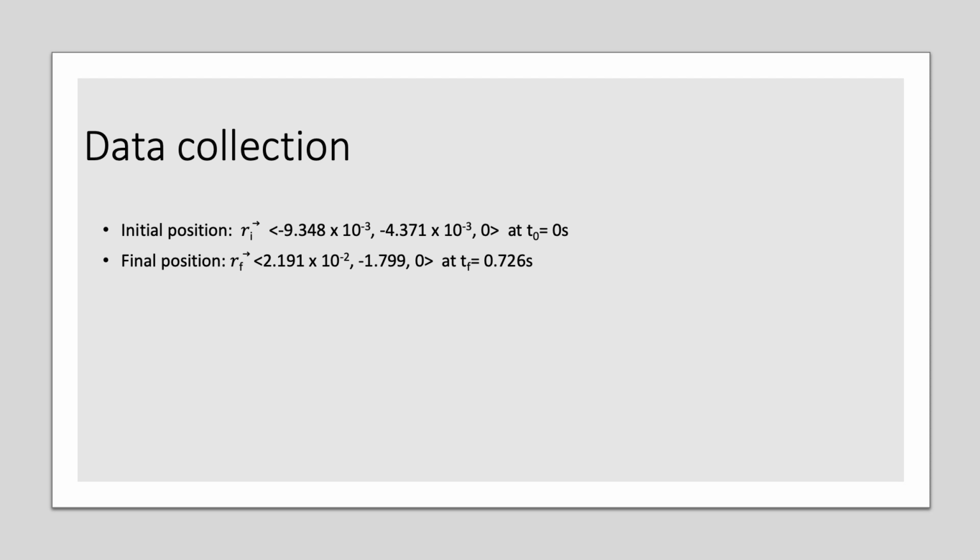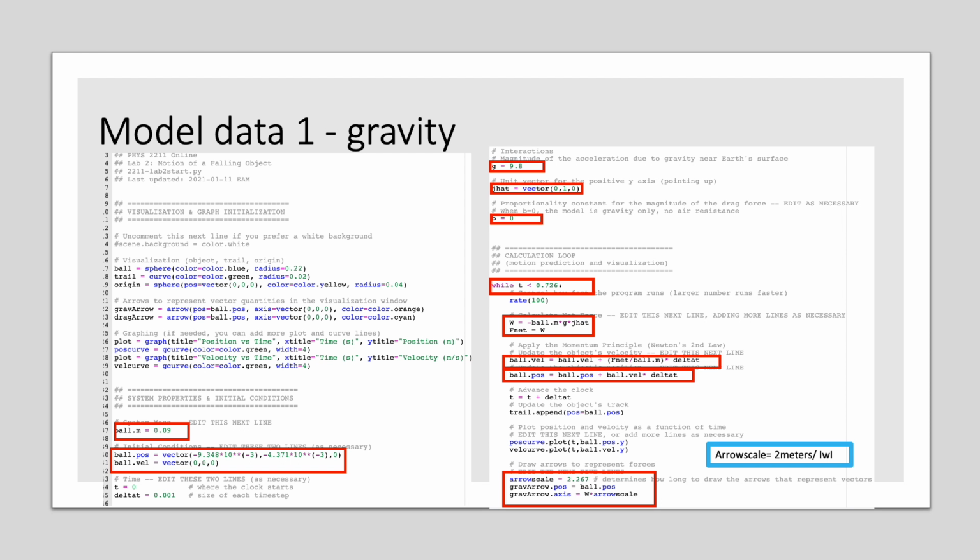I noted the initial position vector at t equals 0 seconds and the final position vector at t final equals 0.726 seconds. The next step consisted of using the computational model GlowScript. I made some edits to the starter code by inputting the data obtained from Tracker. I changed the calculator's mass and its initial position vector, and I set the initial velocity vector to 0 because the object starts from rest. The magnitude of the acceleration due to gravity on Earth is 9.8 meters per second squared, and g hat is the unit vector for the positive y-axis that is used for calculating the weight and drag force. In the first model, drag force is not included, so the drag coefficient is set to 0.